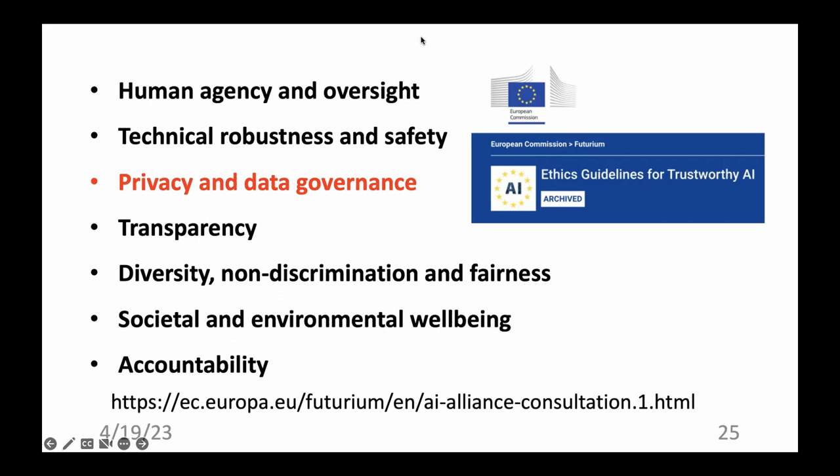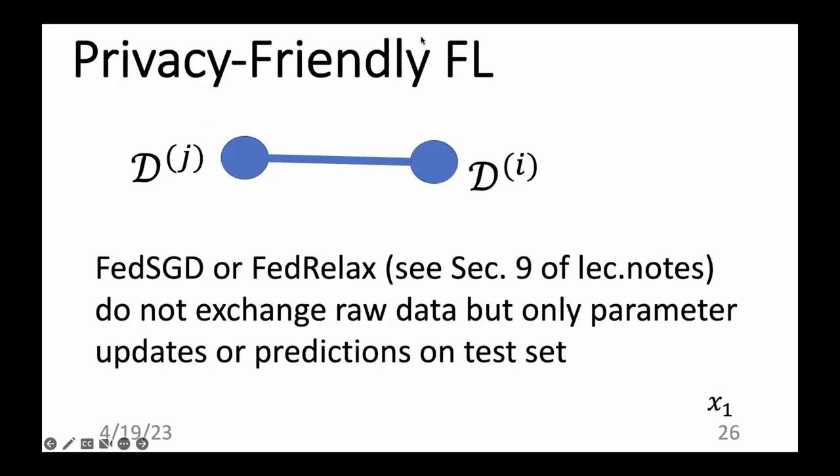Okay, then I continue with the next key requirement for trustworthy AI, and in particular trustworthy federated learning, which is privacy and data governance. So again, in federated learning, we use the data from somebody else. And previously we said the risk could be that this somebody else might intentionally tune the data such that we get a certain behavior. But on the other hand, we could be the nasty one. So the other one doesn't want to share private information. So this whole learning process should be in a privacy friendly way.